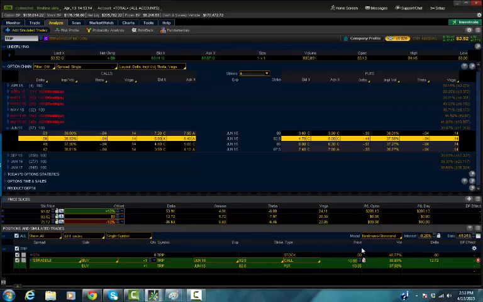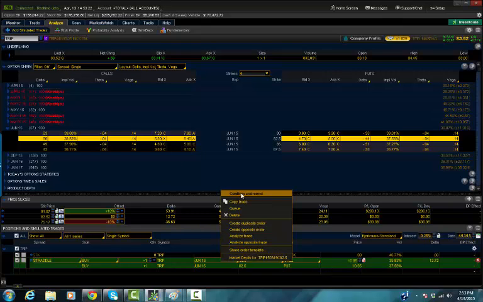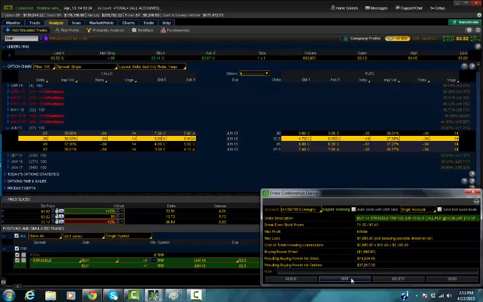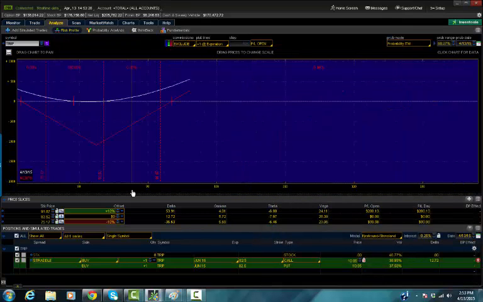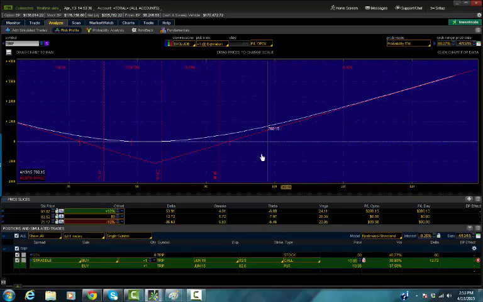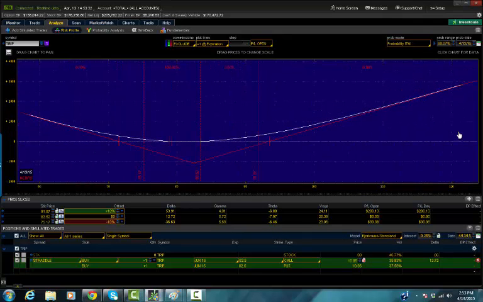The idea here, though, is you find the strikes closest to the current stock price. You build it out as a straddle. I'm going to go ahead and send this one off. And actually, before I do that, let me look at the risk graph. Let me show you. Here's the risk graph, okay?